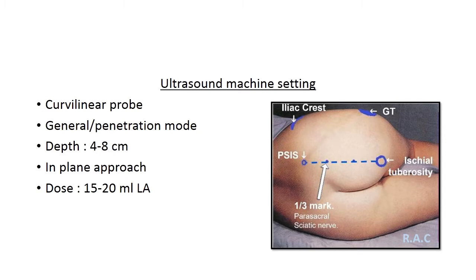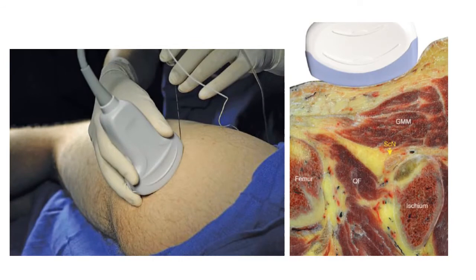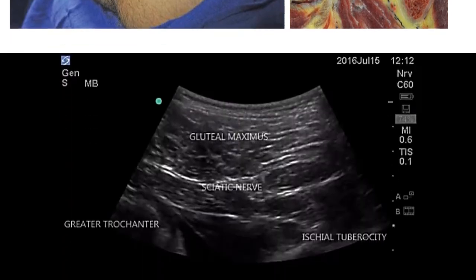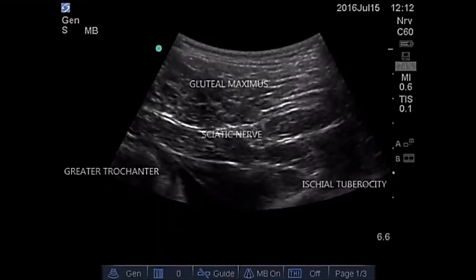The important landmark structures for this block are the greater trochanter and the ischial tuberosity. The curvilinear probe is put in between the greater trochanter and the ischial tuberosity, just like in the picture. At the transgluteal level, the sciatic nerve is visualized in the short axis between the two hyperechoic bony prominences of the ischial tuberosity and the greater trochanter of the femur.